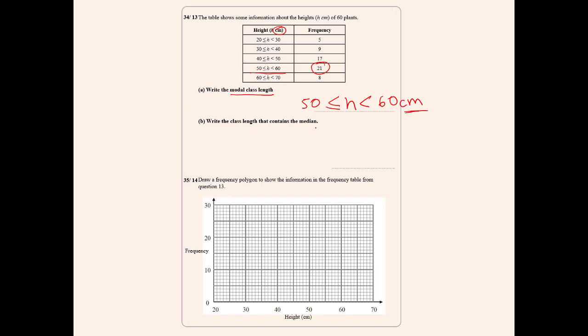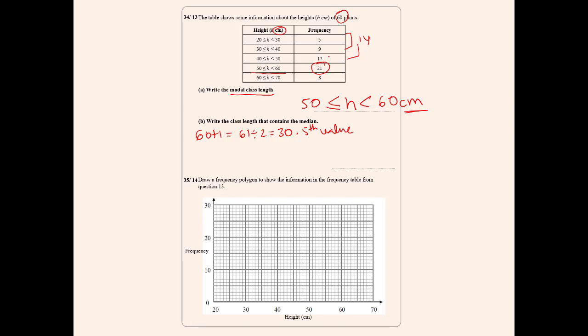Write the class length that contains the median. The median is the middle value, so we have 60 plants. We need to add 1, which is 61, then divide by 2, which is the 30.5th value. Now we need to add the frequencies until we get to the 30.5th value, and that will be the median height. So let's add 5 and 9, 14. 14 add 17 gives us 35.